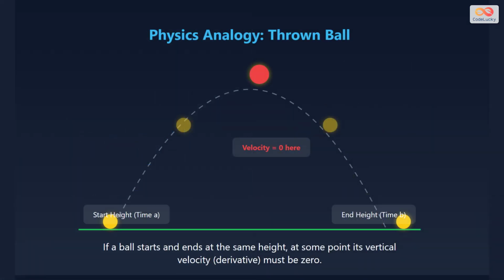Think about throwing a ball into the air. It leaves your hand at a certain height, goes up, and eventually falls back to that same height. Rolle's theorem tells us that at the very peak of its flight, for a split second, its vertical velocity is 0. It stops moving up before it starts falling down.